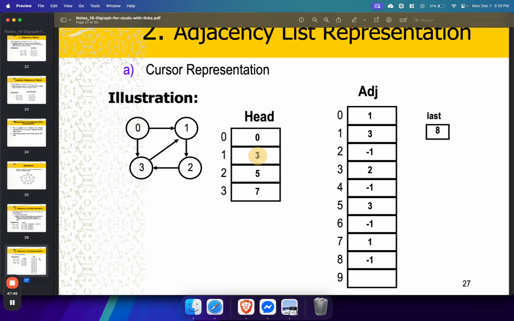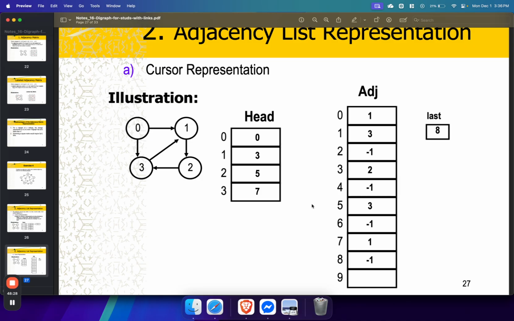1 is adjacent to whatever is in index 3, which is 2. So 1 is adjacent to 2. If I increment, I get a negative 1, so no more adjacent elements. So I go to 2. 2 is adjacent to the value in index 5, which is 3. I increment, and there are no more other values adjacent to 2. 3 has an arc going to 1. So 3 has an arc to the value in index 7, which is 1. And no more follow because it goes to a negative 1.